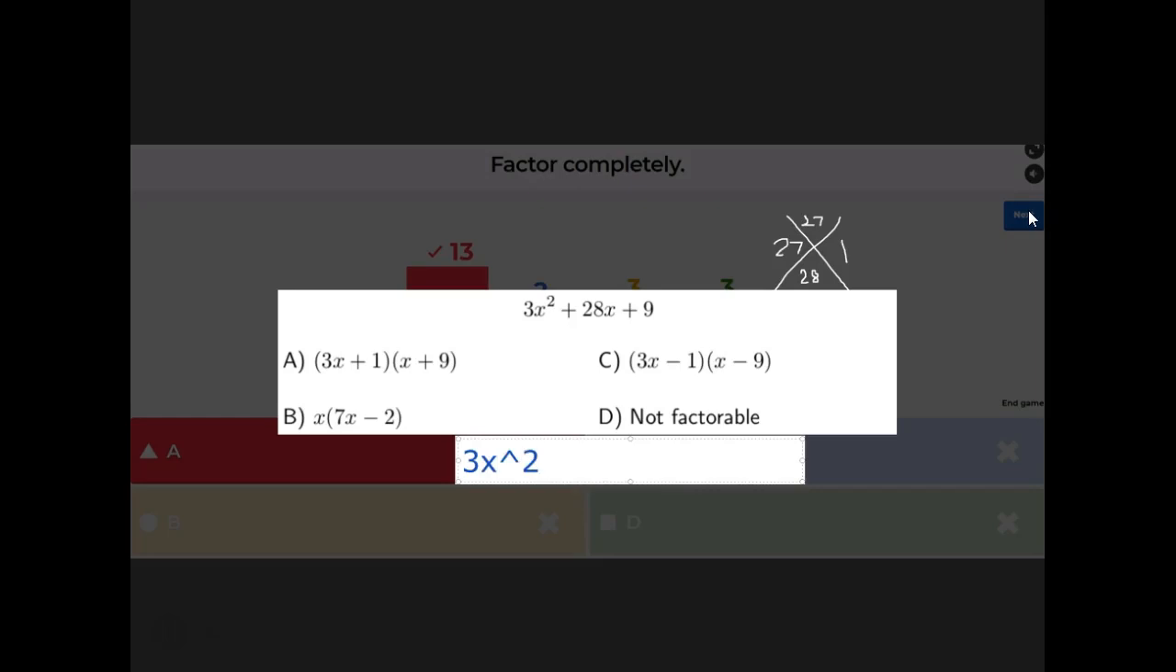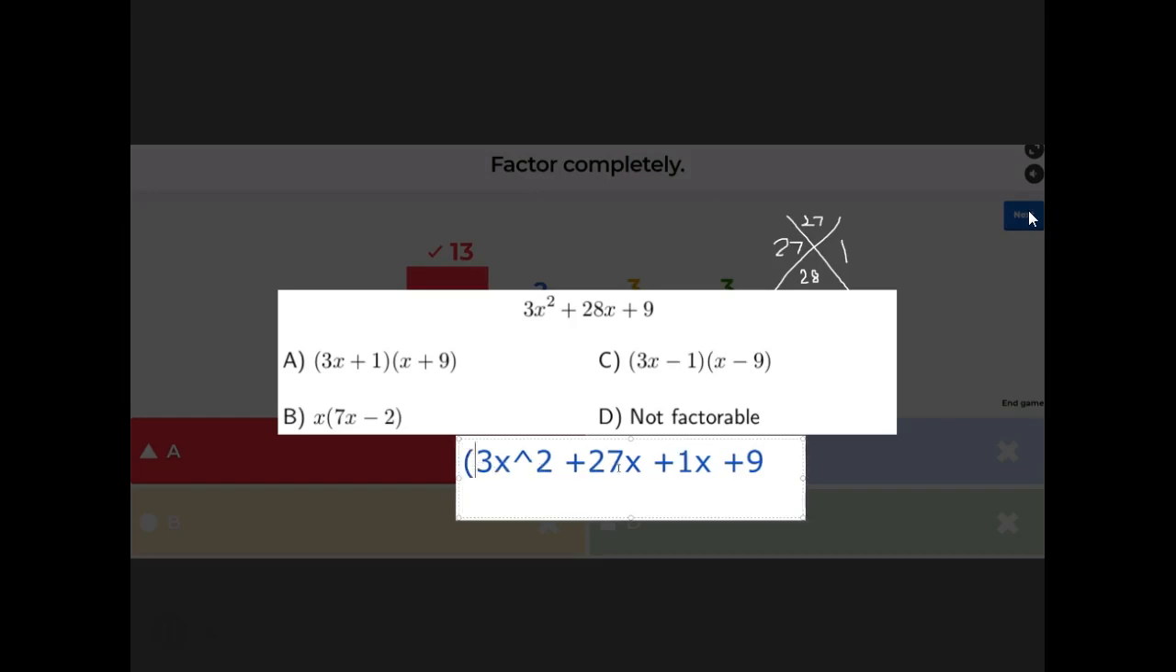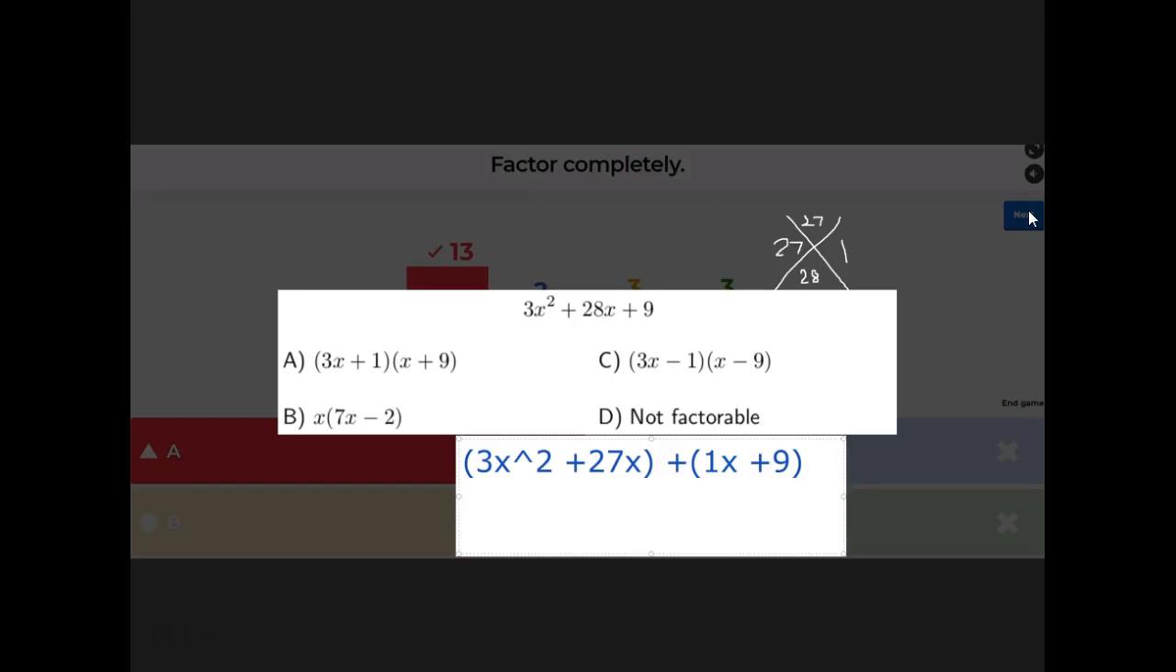So you had 3x squared plus 27x plus 1x plus 9. Grouping those terms, you grouped the first two and you grouped the last two. Take out a 3x from the first, leaving x plus 9. Taking out a 1 from the second, leaving x plus 9. Giving 3x plus 1 times x plus 9.